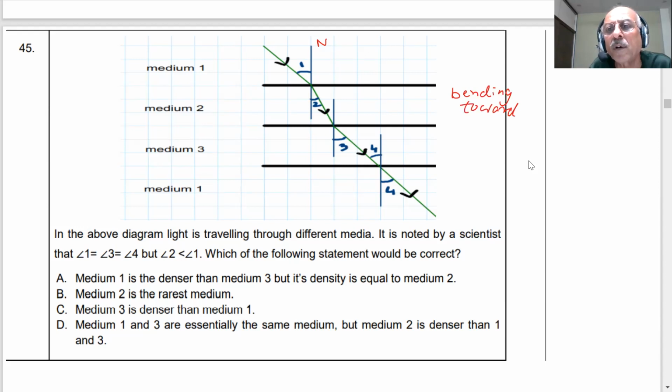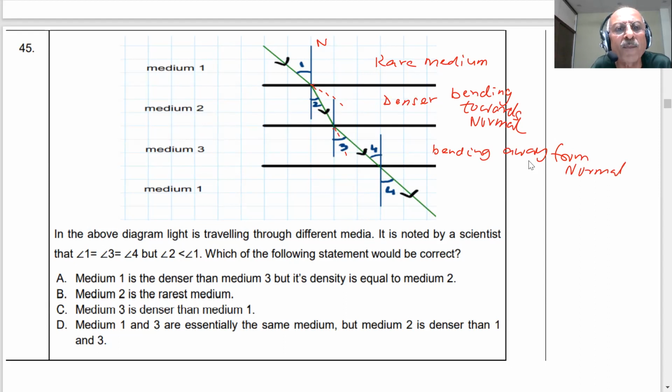Bending towards the normal, students. What it means is that the ray should have gone like this, but it is bending towards the normal. Therefore, medium 1 is a rare medium and medium 2 is a denser medium. Then what happens again? It goes, and now it should have gone like this, but it is bending away from the normal.